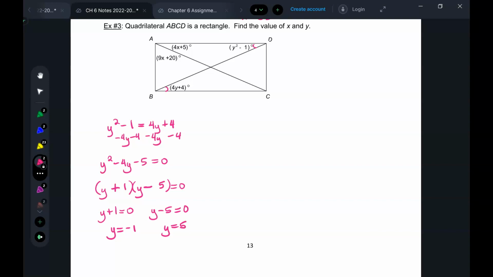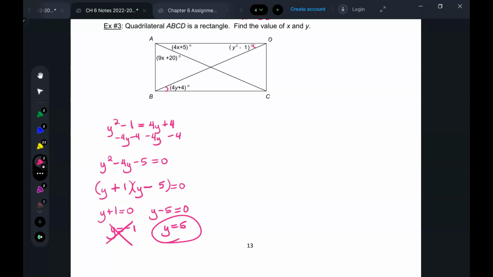Okay. One of these answers does not make sense if I try to plug it back in. The negative 1. Because if I tried to plug this back in, 4 times negative 1 would be negative 4. Plus, that would make it 0 degrees, so that doesn't make sense. So y is just equal to 5. Okay, now we've got to solve for x.